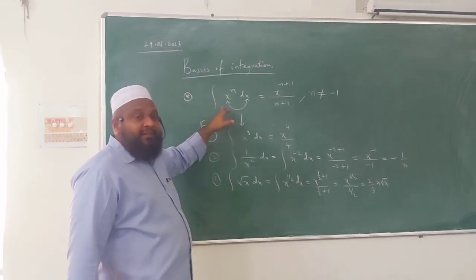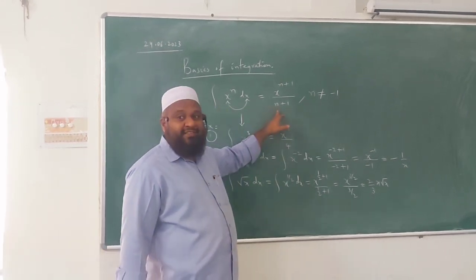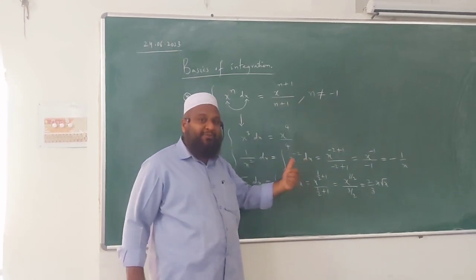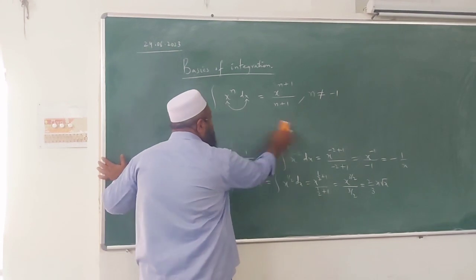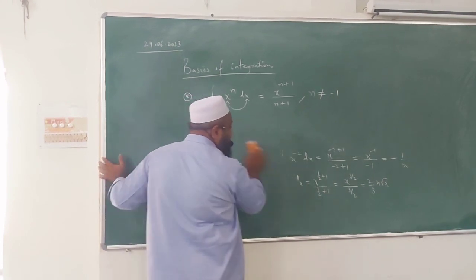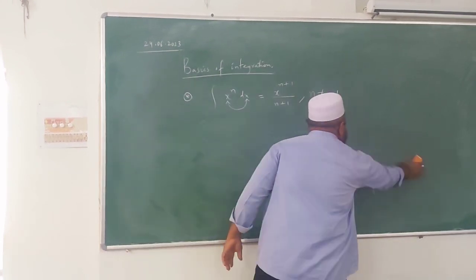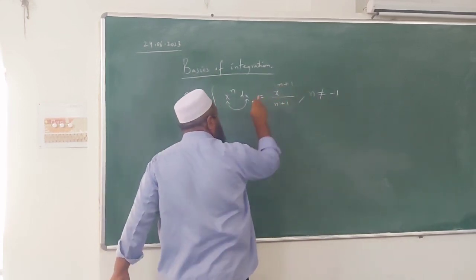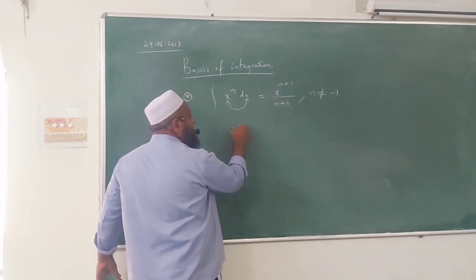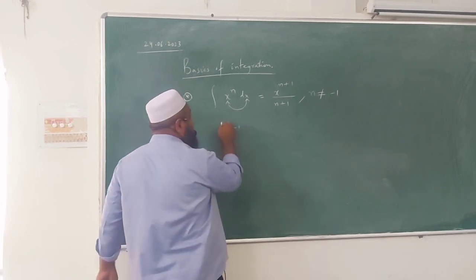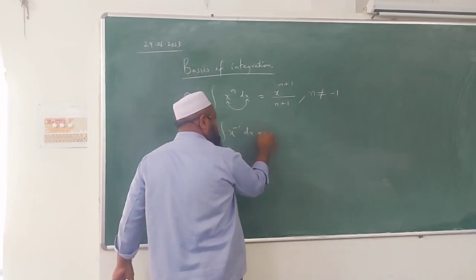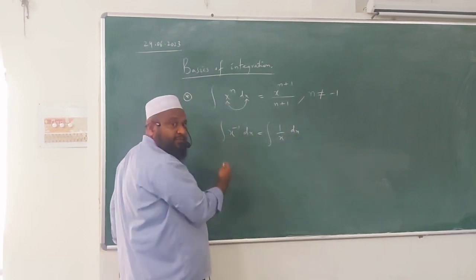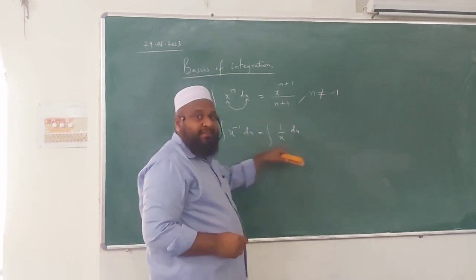Here the integral is written for n not equal to minus 1. Let us now see what is the special case when n is equal to minus 1. When n is minus 1, what will this look like? x to the power of minus 1 dx. That is nothing but integral 1 by x dx.